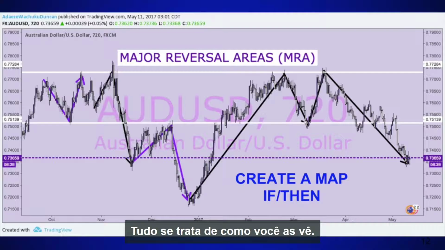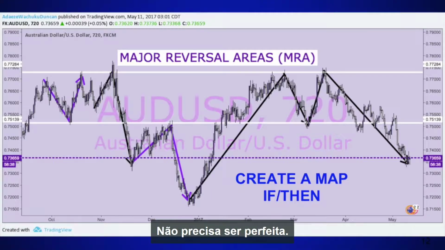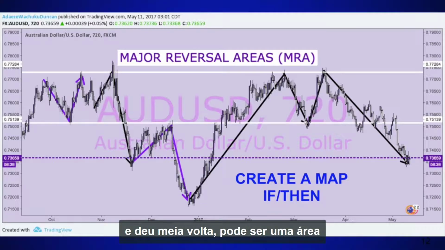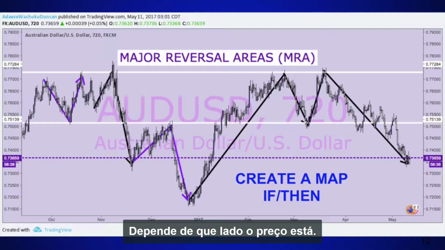It comes down to how you see them. What do you determine a major reversal area? It doesn't have to be perfect. It just has to be a major reversal area. So when you see one of those areas where price came and did a major turn, that could be an area of support and resistance. Remember, a support line is resistance. It depends on what side price is on.